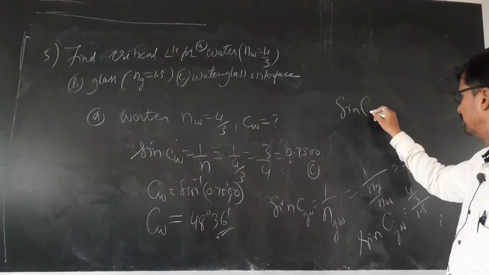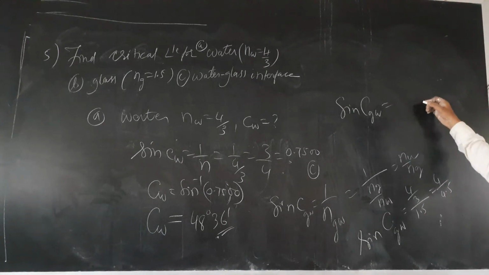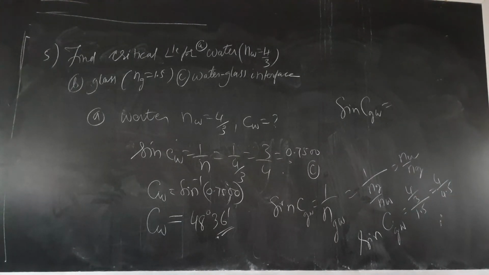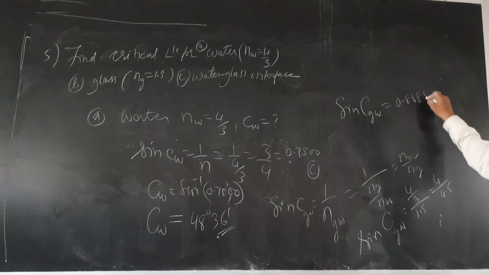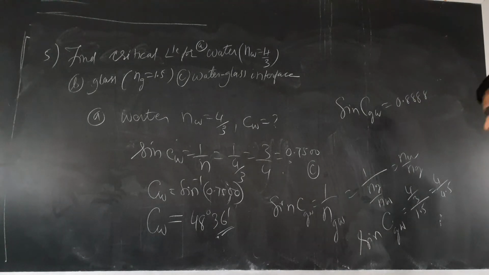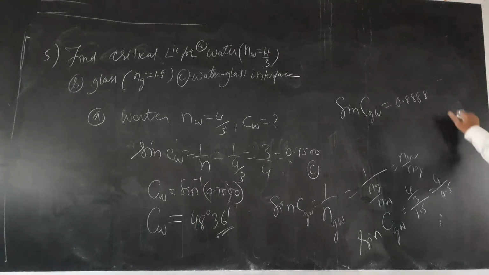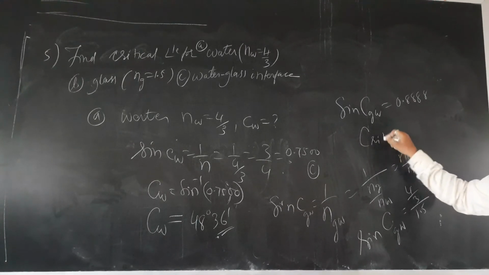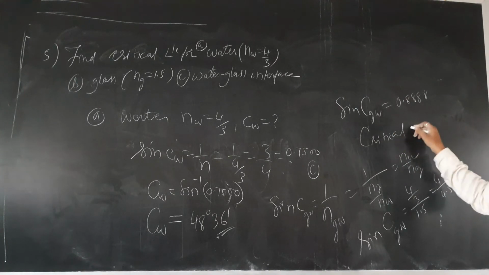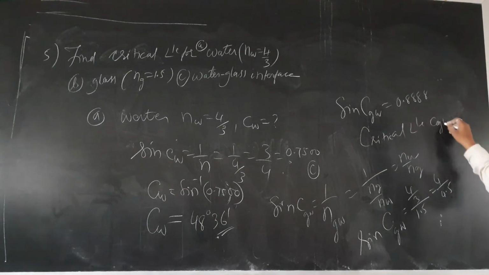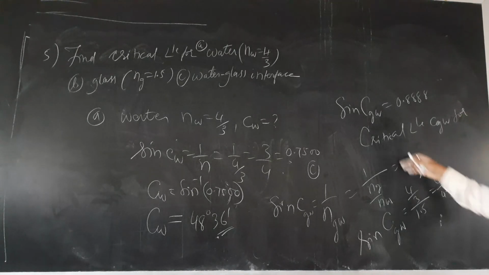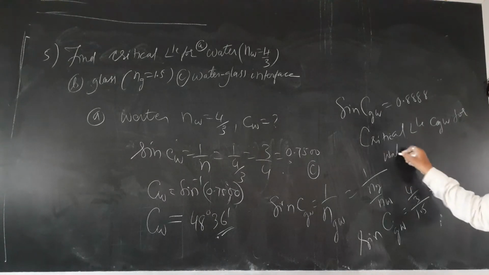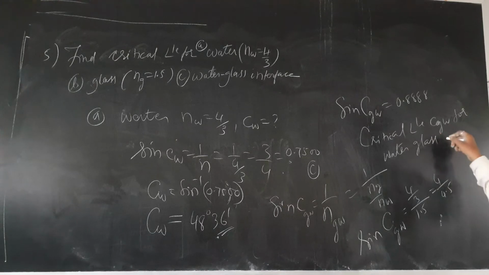Sin C_GW is 4/4.5, 0.8888. I am not sure, my calculator is not working. Okay, what is critical angle? C_GW for water glass surface. Let us see.